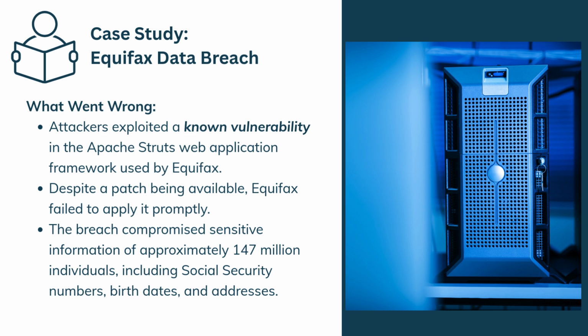Let's talk about a real-world disaster, the Equifax data breach. Attackers took advantage of a known vulnerability in a web application framework that Equifax hadn't patched. As a result, sensitive information of nearly 150 million people, including social security numbers, was stolen. It's a perfect example of how one small oversight can have massive consequences.